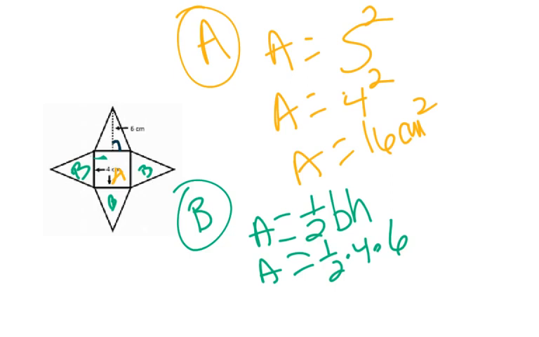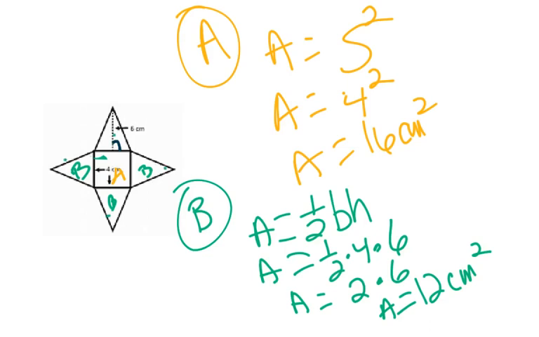Whatever. Area is equal to 1/2 times 4, which is 2. 2 times 6 is 12. Area is equal to 12 centimeters squared. I have 4 of these triangles. So I'm going to multiply that by 4 for a total area of 48 centimeters squared for triangles.